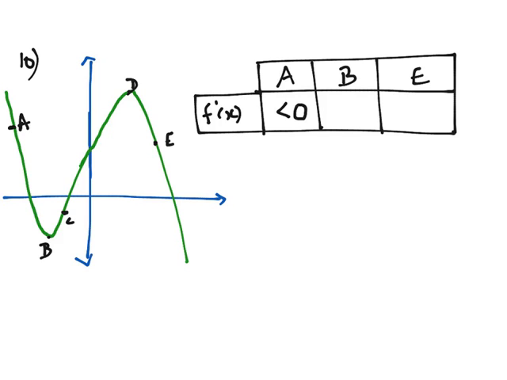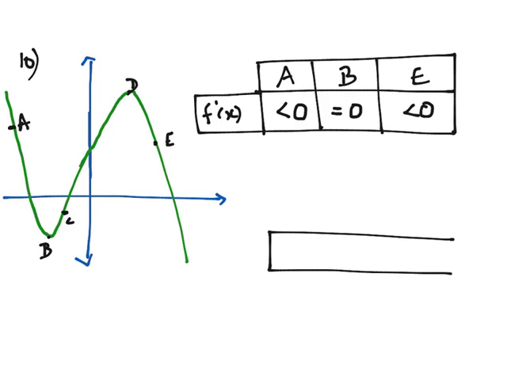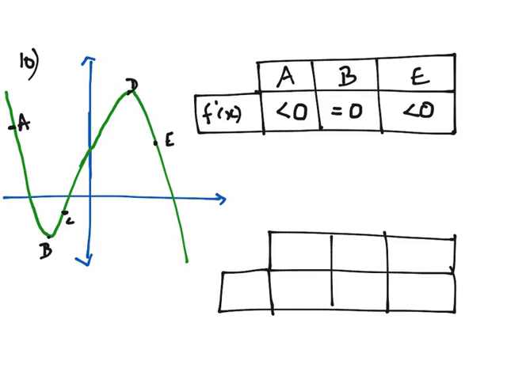Okay, now f dash of b, since b is a minimum point, f dash of b is equal to 0. And f dash of e is again part of a decreasing curve, because f of x is decreasing there, so it is again less than 0. So this is done. Now the next table is, what about f double dash of x? What about the behavior of f double dash of x? So we have f double dash of x here. We have a, c and e.